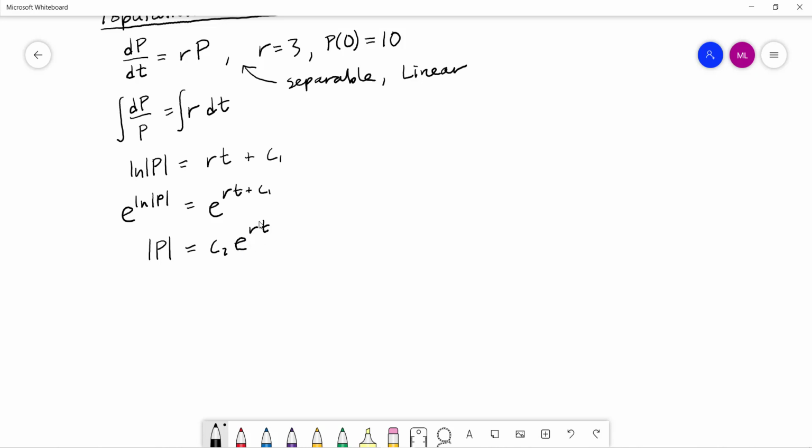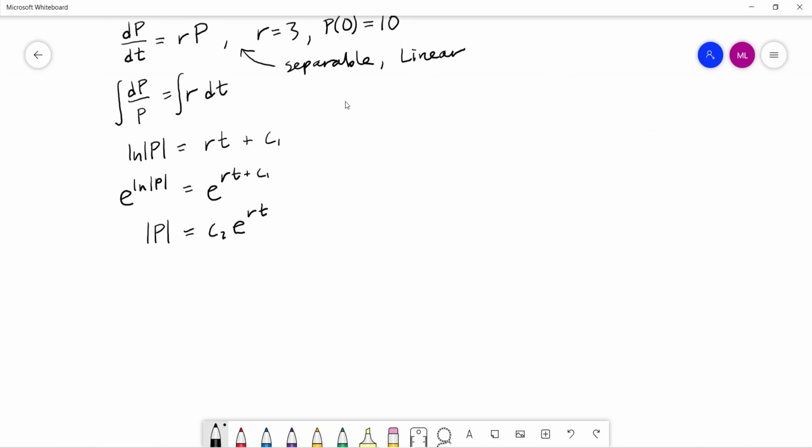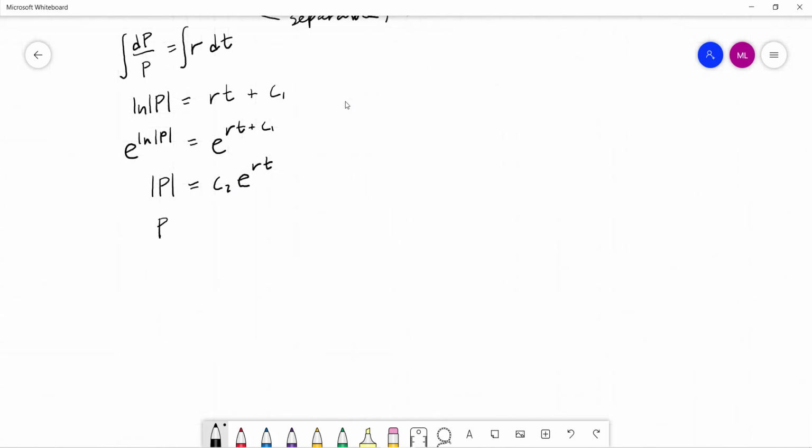The argument over here is, again, the exponential is always going to be non-negative. And this constant that we got was technically e raised to a constant. So this has to be positive as well, and we can ignore the absolute values and simply write p equals c2 e to the rt. So there is our generic solution.